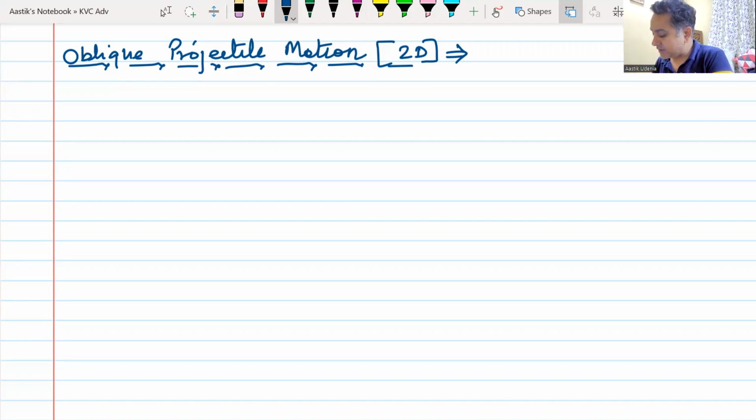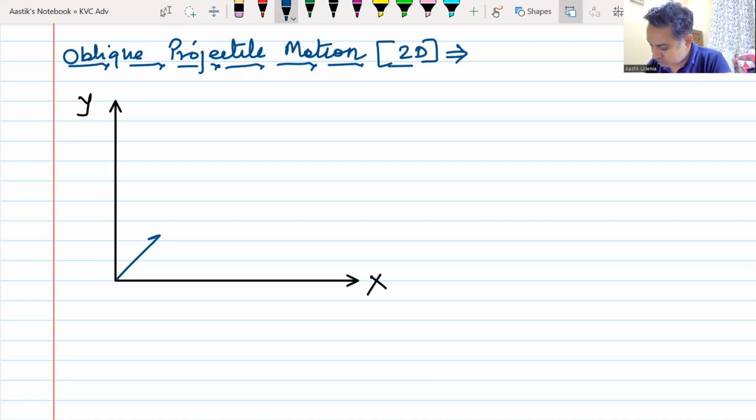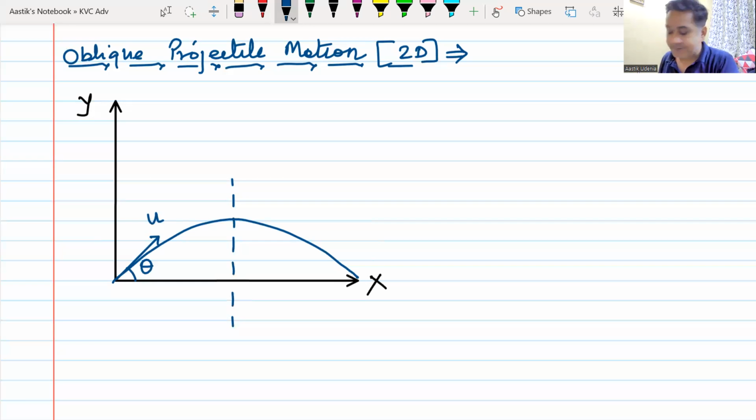In case of oblique projectile motion, what is going to happen? Instead of throwing the stone vertically upwards, my dear friends, I am going to throw it at an angle like this, with initial velocity u at an angle theta. So instead of only going up and down, it will also move. It will go up, but it will also move in the forward direction.